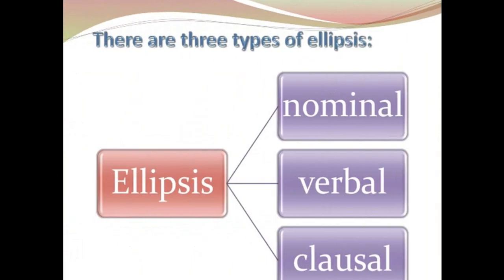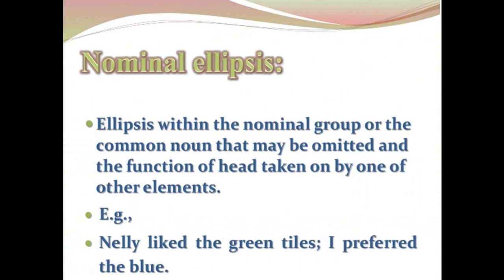There are 3 types of ellipsis, as I mentioned. Nominal ellipsis: within the nominal group, the common noun may be omitted, and the function of head is taken on by one of the other elements. Like in this example: Nelly liked the green tiles, I preferred the blue. So here the word "tiles" is omitted because without this word we can understand what the sentence is about.